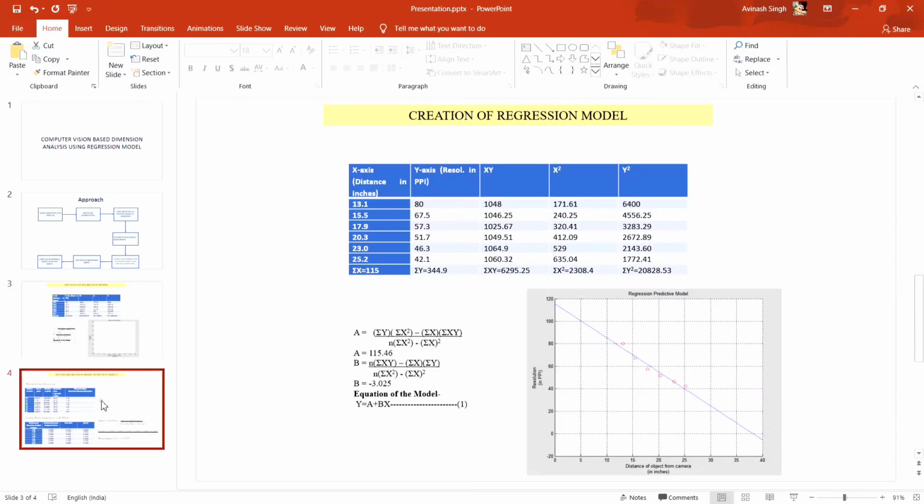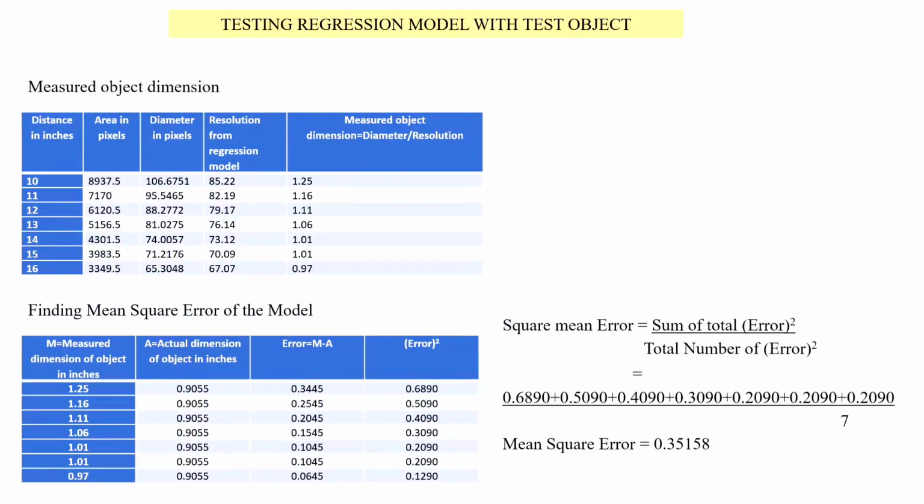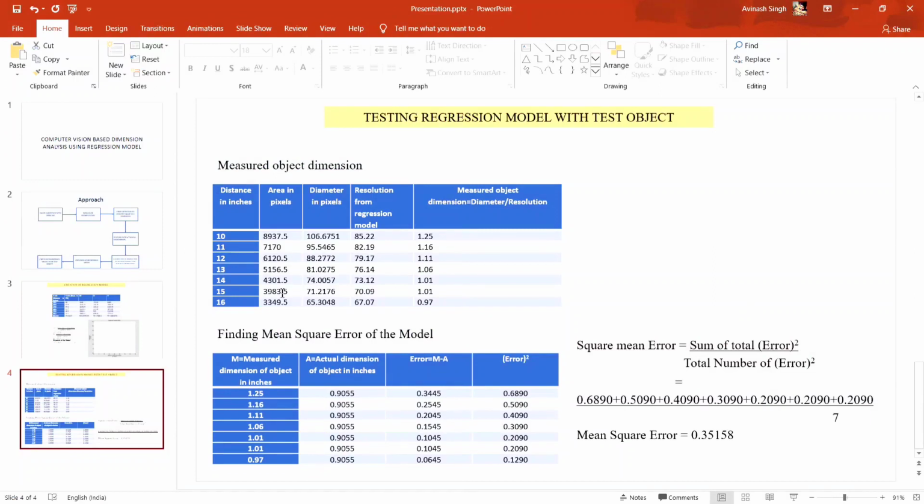Using this, we have populated the mean square error, because at different distances we have got the error model, which is evident in this particular diagram. Eventually we have got the mean square error to be 0.3515, which is pretty good, because the closer this mean square error is to 0, the better your model is. So I would end the video over here. Thank you for your time.